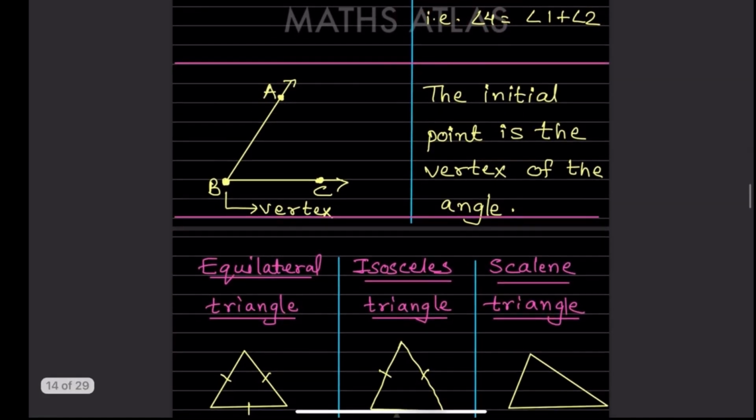Now here, if this is the angle, this is the meeting of these two lines. This is called the vertex of it. So we can say the initial point is the vertex of the angle.